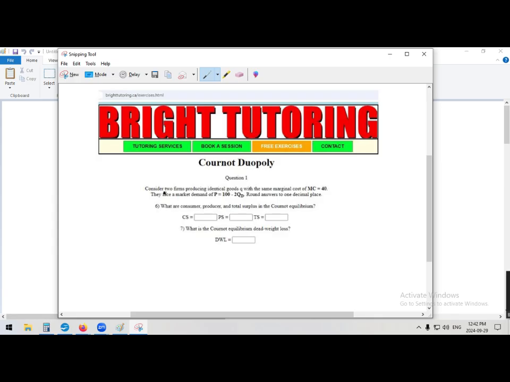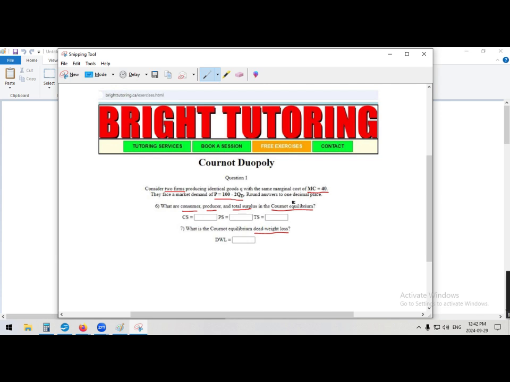So here's the question. Consider two firms engaged in a Cournot duopoly, where each firm has identical marginal cost of 40 per unit. They face a market demand curve where market price P equals 100 minus 2 times the total market quantity. Now what we have to figure out is the consumer, producer, and total surplus in the Cournot equilibrium. And then once we have that equilibrium, we also have to figure out the deadweight loss.